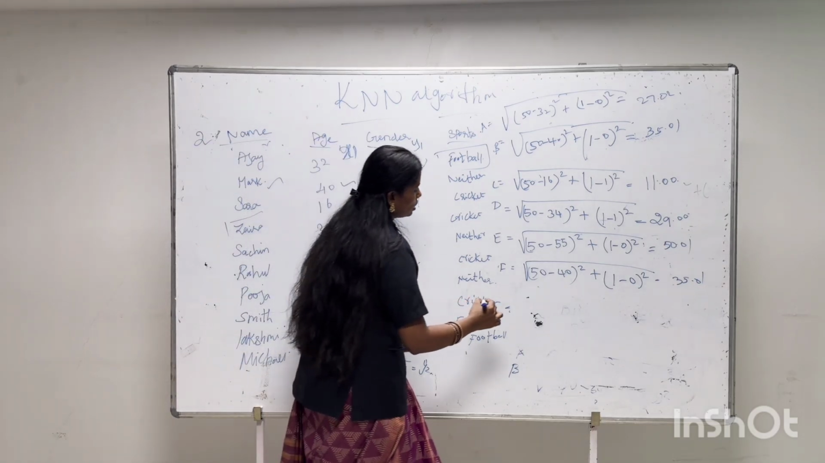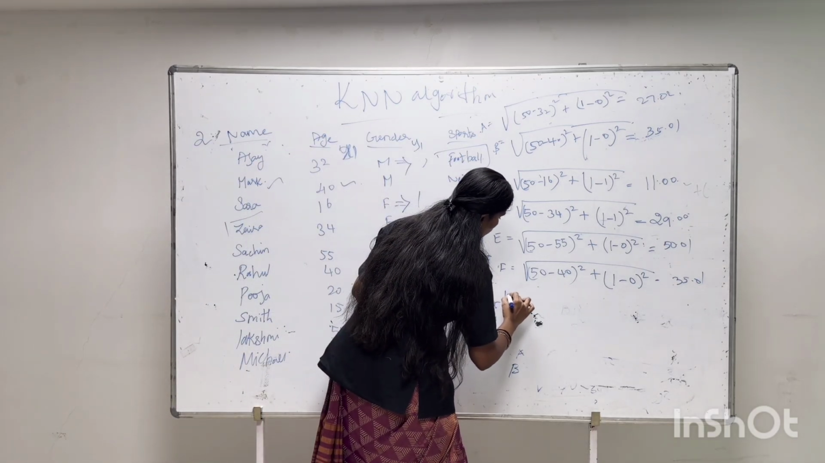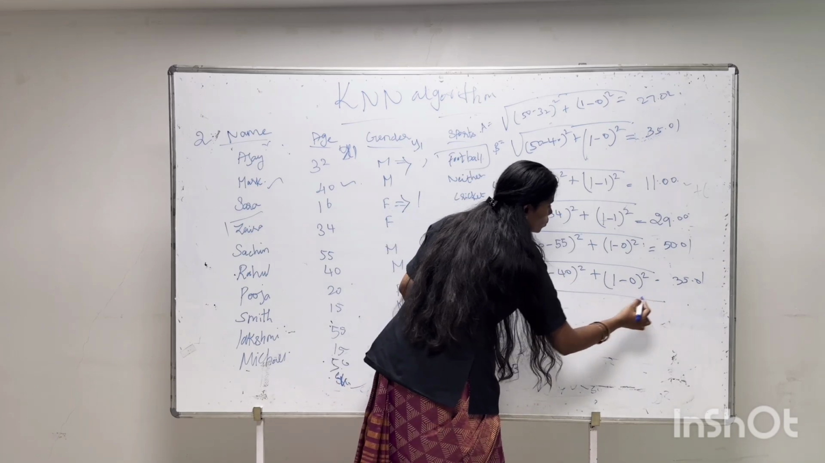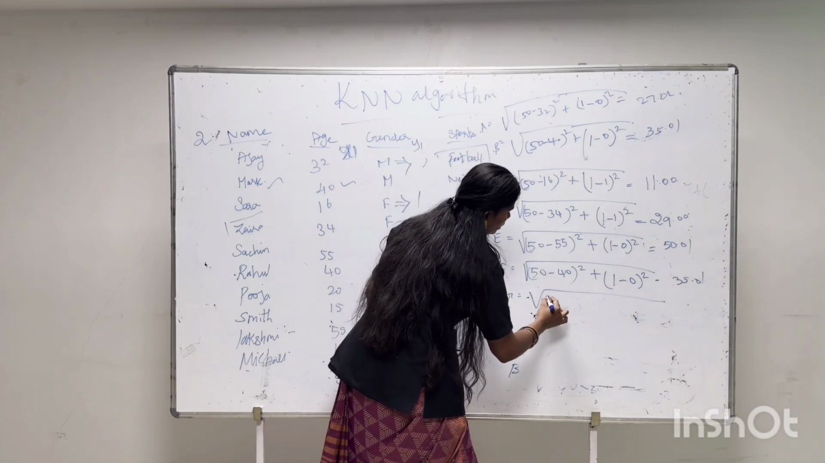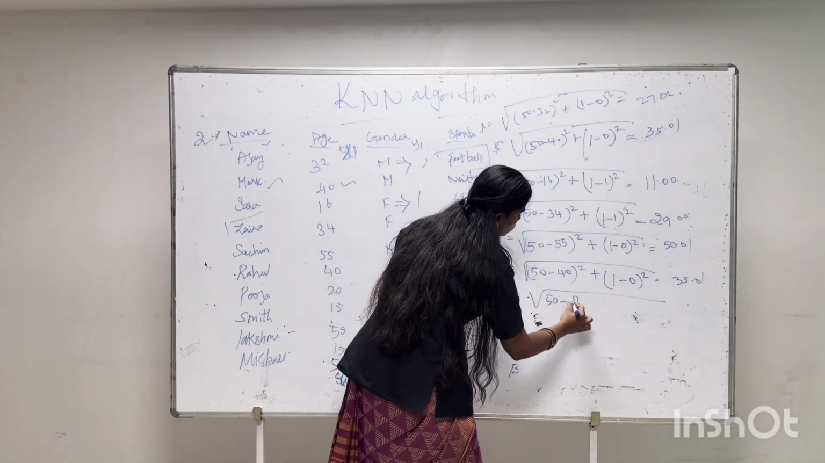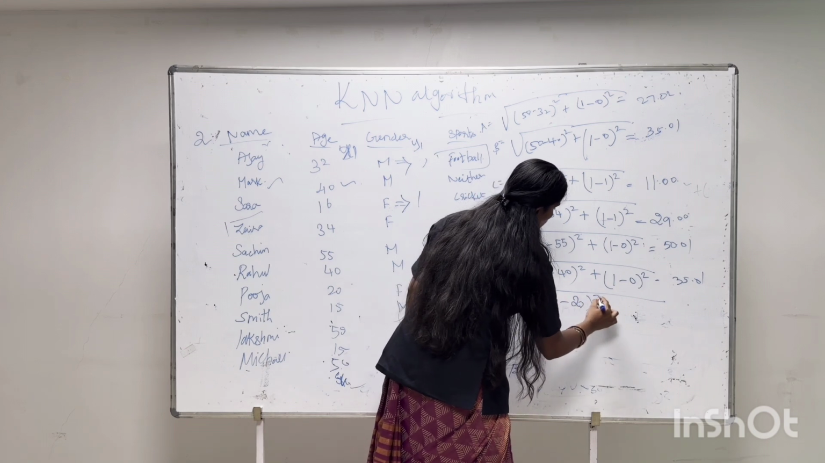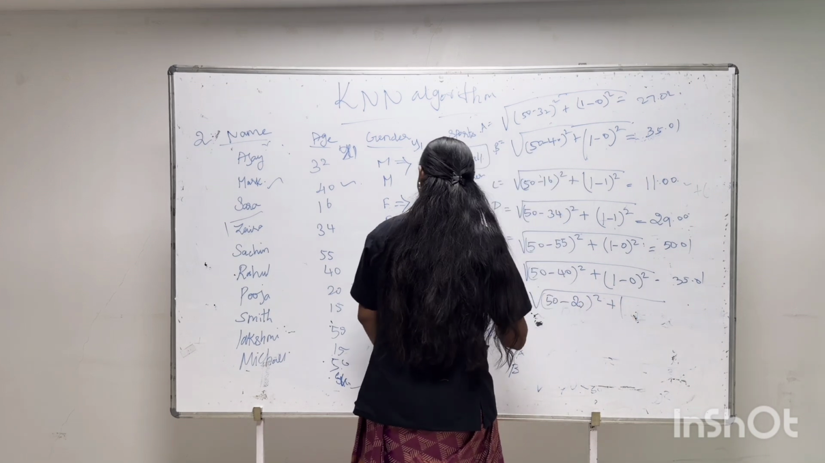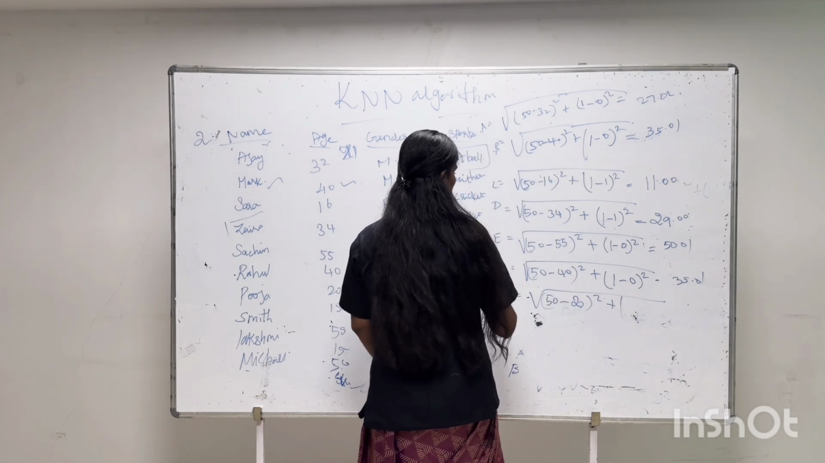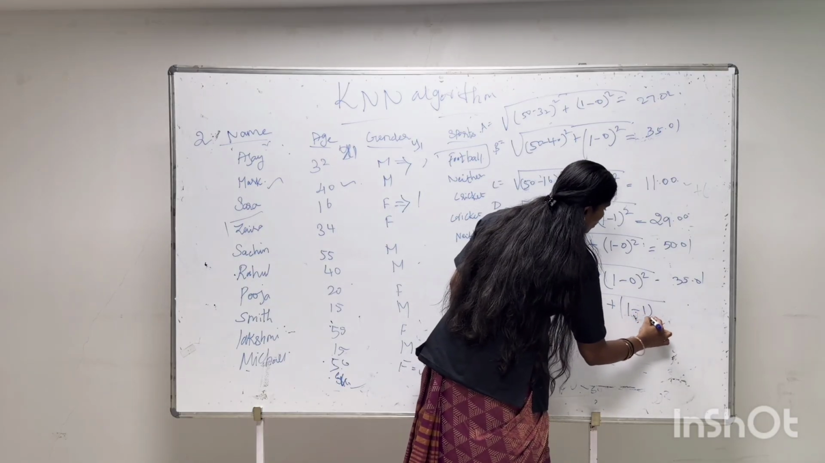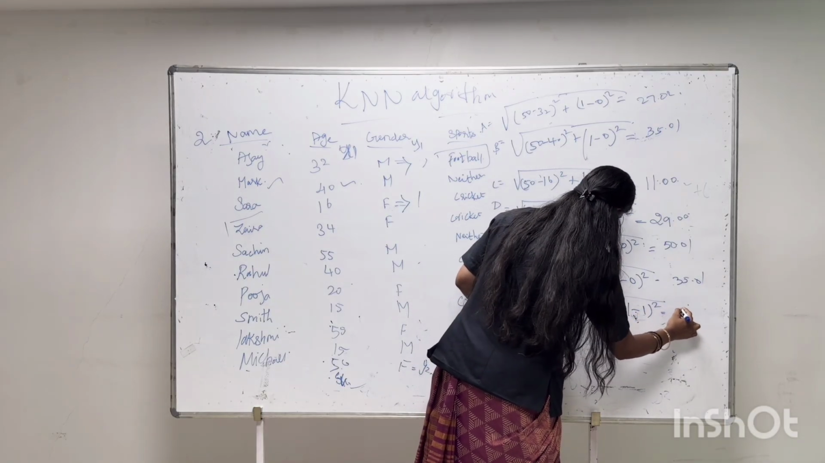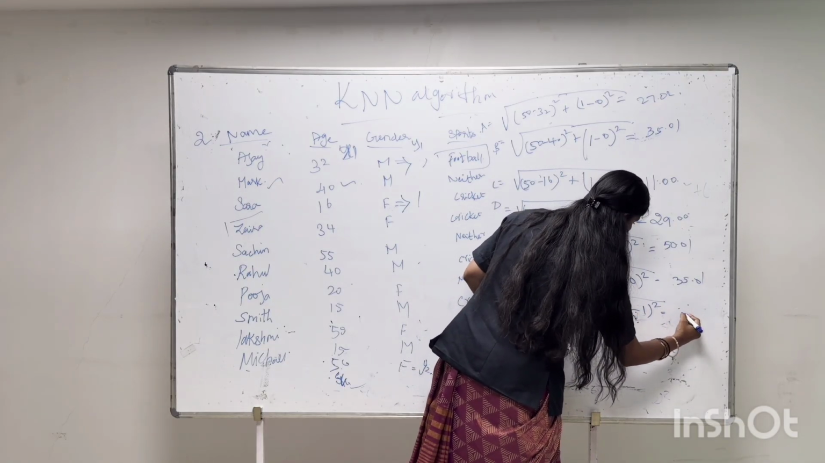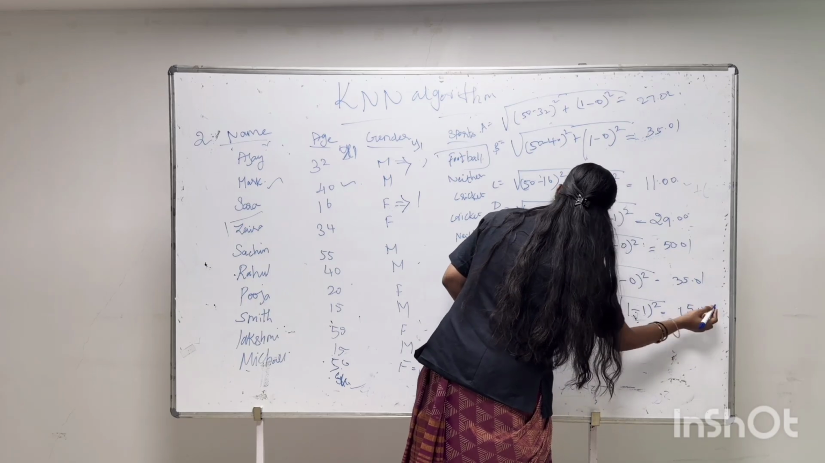So next we are going to calculate our value for Pooja. Pooja's age is 20. So our x2 value is 50 minus 20 whole squared plus 1 minus 1 whole squared. The value will be 15.